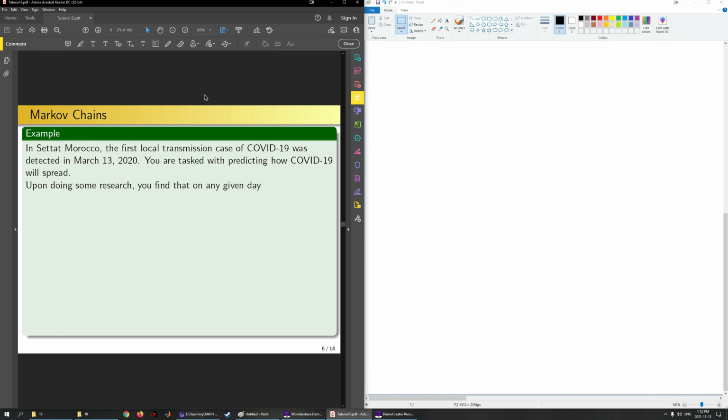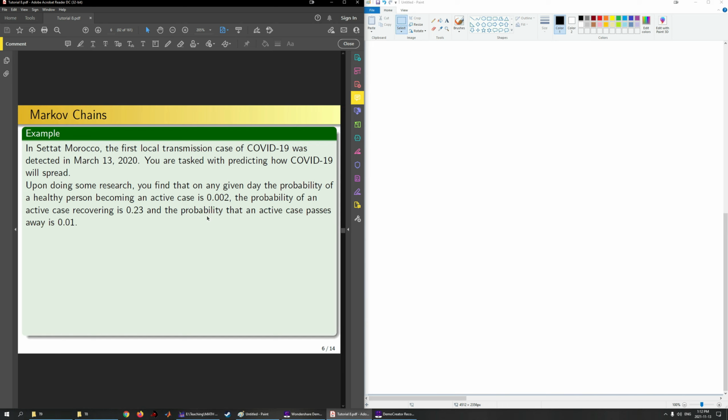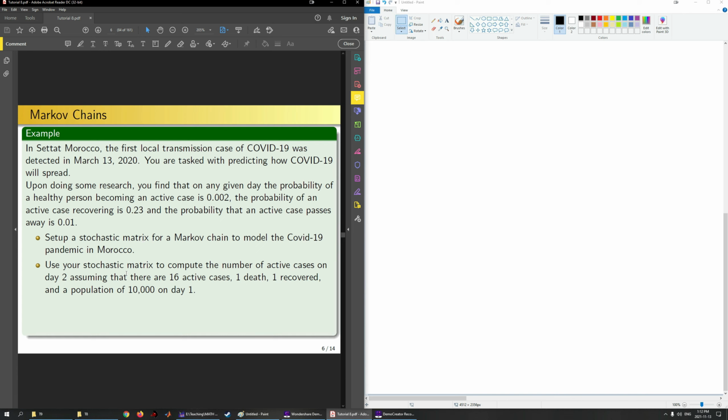Okay, so from here we go and collect some data, and we find that on any given day, the probability of a healthy person becoming an active case is given by this, the probability of an active case recovering is given by this, and the probability that someone who was an active case dies the next day is 0.01. Okay, so we want to set up a stochastic matrix for a Markov chain to model the COVID-19 pandemic in this city. And then we want to use the stochastic matrix to compute the number of active cases on day 2, assuming that there are 16 active cases, 1 death, and 1 recovered, and a population of 10,000 on day 1. And also implicitly, the population isn't changing.